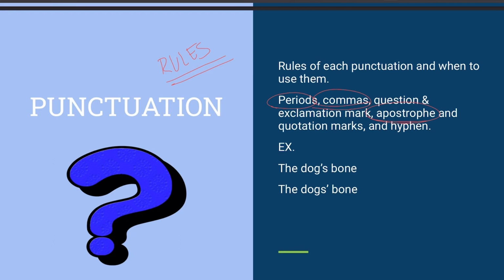An example would be the dog's bone, and the other one is also the dog's bone, but as you can see, the apostrophe differs. One comes before the S, the other one comes after the S. And the first one, it's only one dog, it's singular, right? So the bone only belongs to one dog. And the second one, the apostrophe after the S means there is more than one dog, right? So plural. So the bone belongs to many dogs.